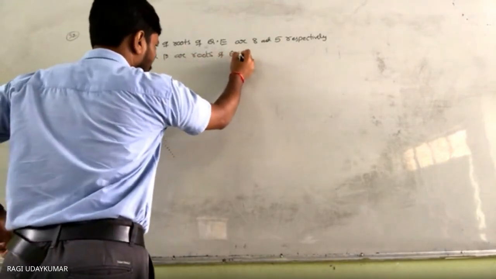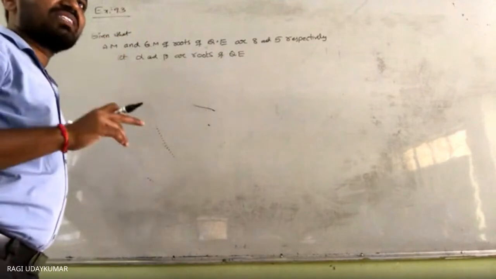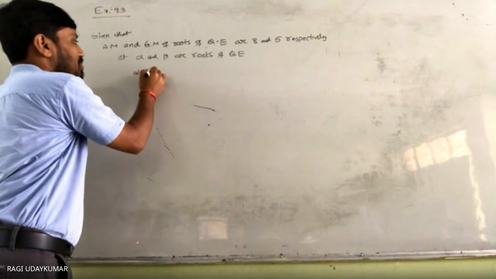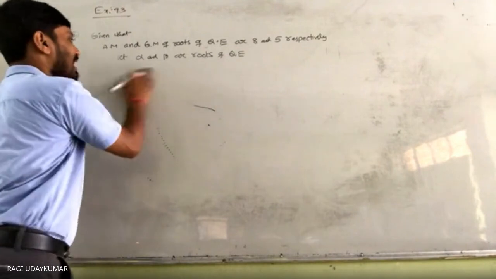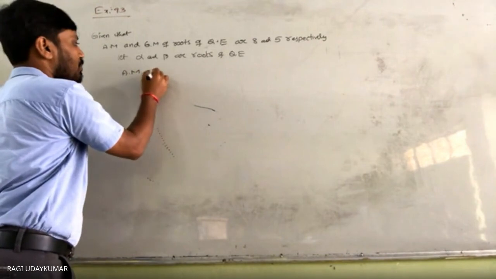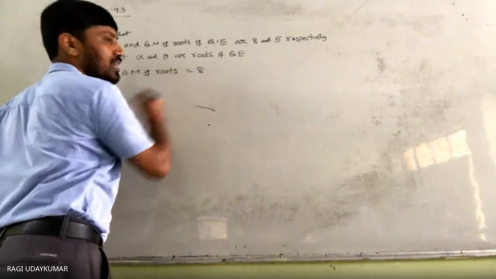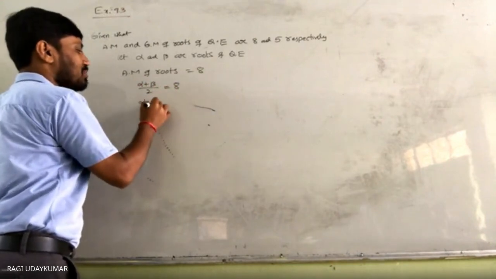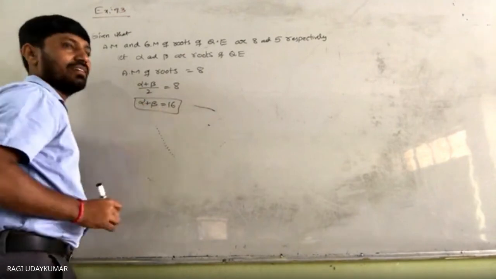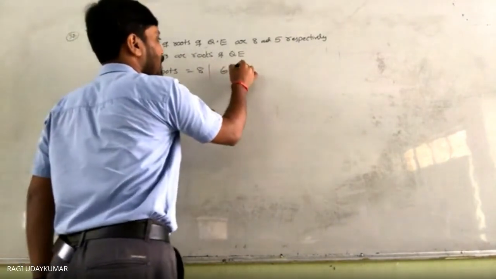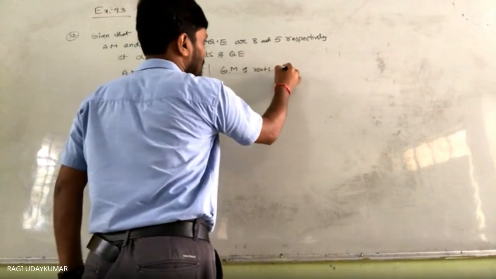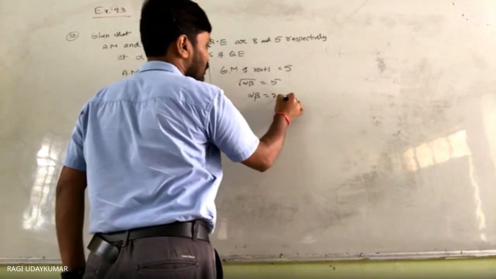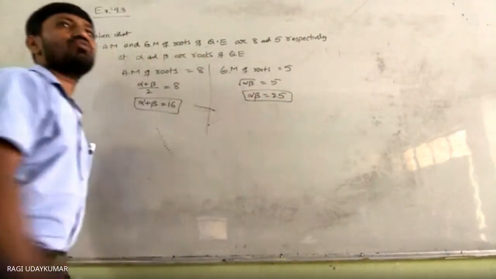The arithmetic mean of the roots alpha and beta is alpha plus beta by 2. Clearly, the arithmetic mean of the roots is equal to 8. So alpha plus beta is equal to 16. And the geometric mean of the roots is equal to 5. Root over alpha beta is equal to 5. So from this alpha beta is equal to 25. So we have the sum and product of the roots.